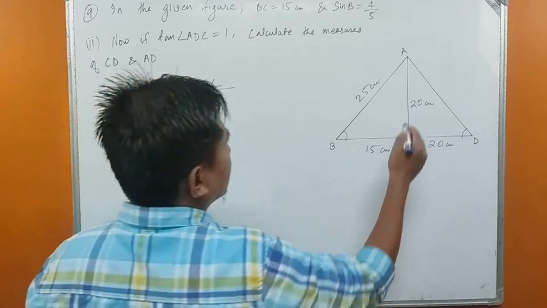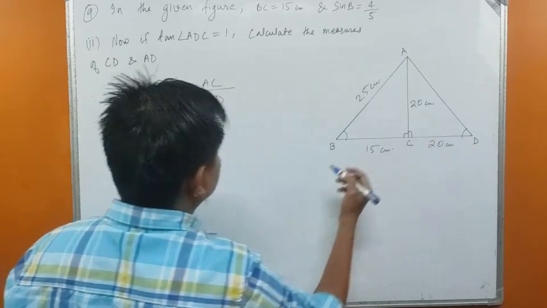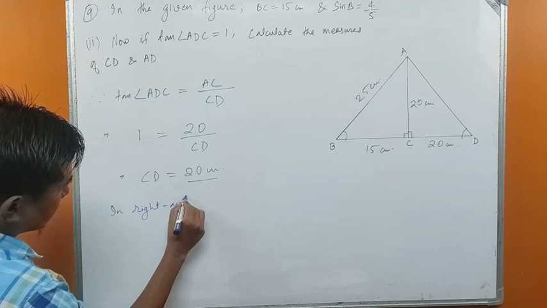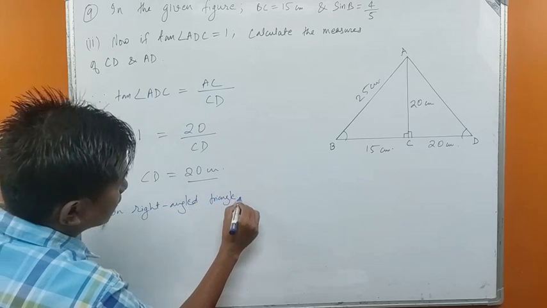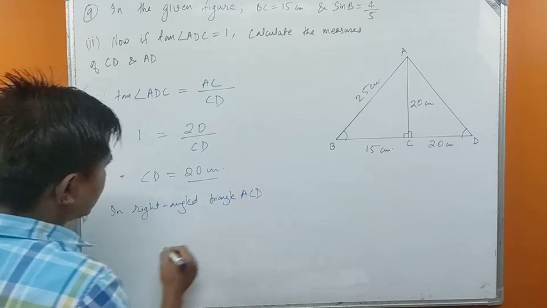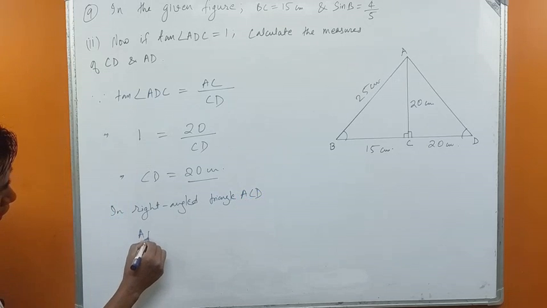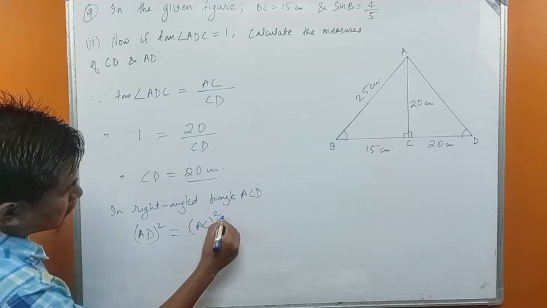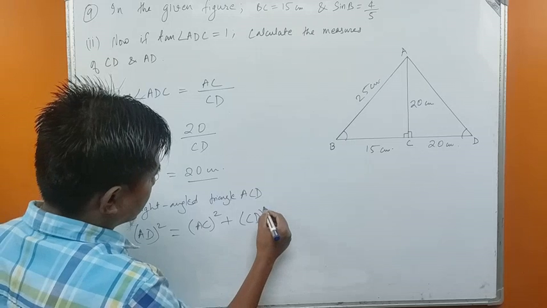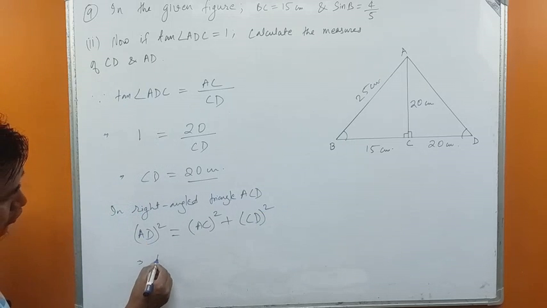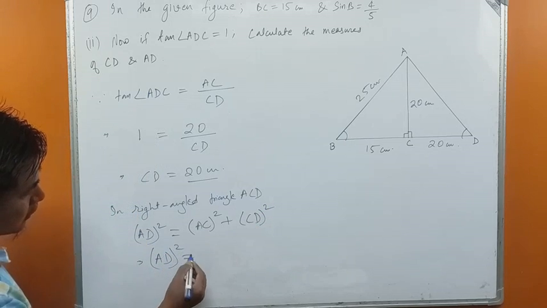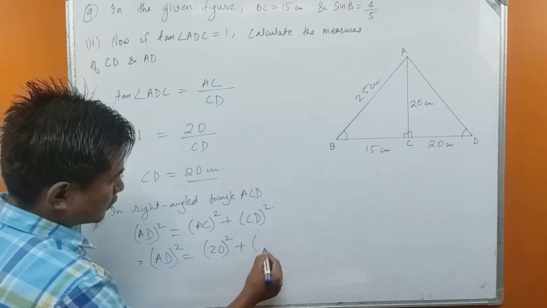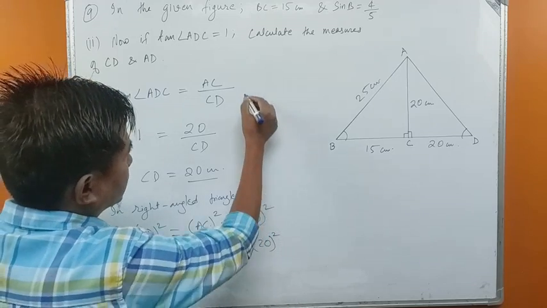So you can see a right angle triangle ACD, right angled at this point, angle C, isn't it? In a right angle triangle ACD, okay, hypotenuse square equals, hypotenuse is AD, isn't it? Hypotenuse square equals perpendicular square, that is AC squared, plus base squared, CD squared, isn't it? Or what is AD? AD is unknown to us. We are trying to find AD squared equals AC. AC is 20 squared plus what is CD? CD is also 20. So 20 squared, isn't it? Now let me continue here, okay?